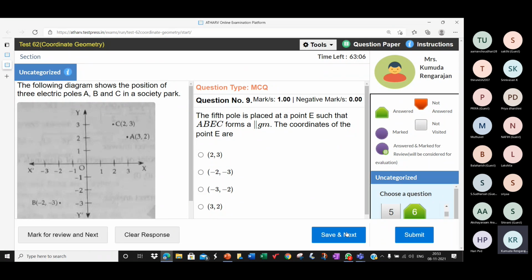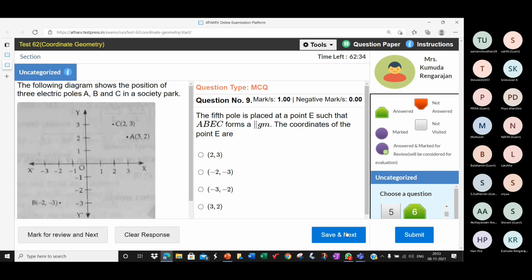Go by the order, children. A is the first vertex, B is the second vertex, E is the third vertex, and C is the fourth vertex. AE and BC are the diagonals. Yeah, what's the answer? Minus 2, minus 3.